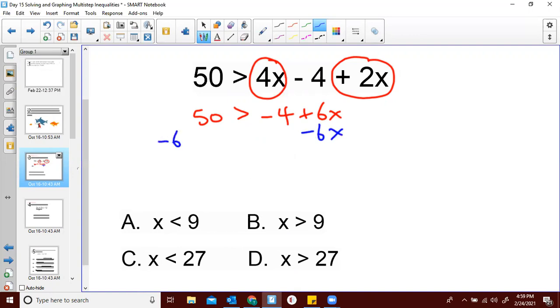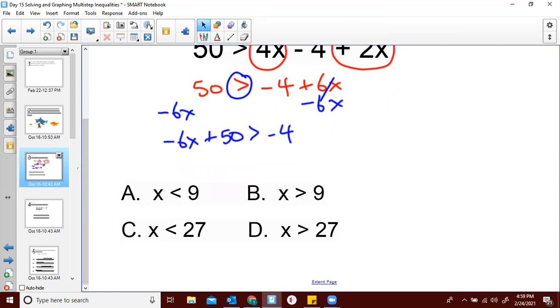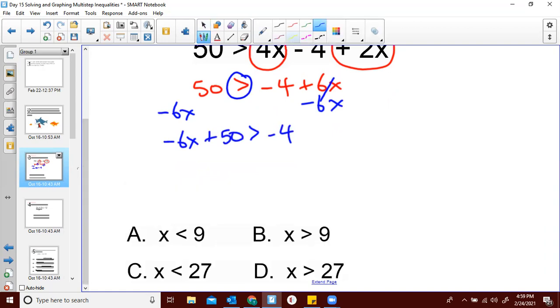And to make it a little bit easier, I'm not going to put it right underneath that 50 because I know that these guys aren't on the same team. And this will cancel out. And what I will have here is just a -6x plus 50. Don't forget about your inequality sign, greater than -4. All right, now we're at a place that's something we've seen before. All right, so I want to get this 6x by itself. So the opposite of addition is subtraction. So these cancel. I'll just be left with -6x greater than -54.